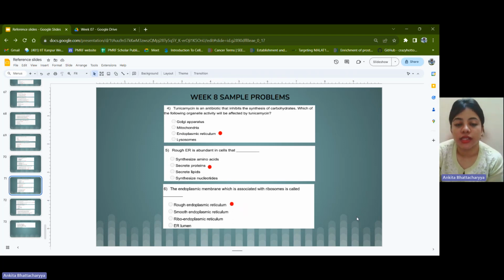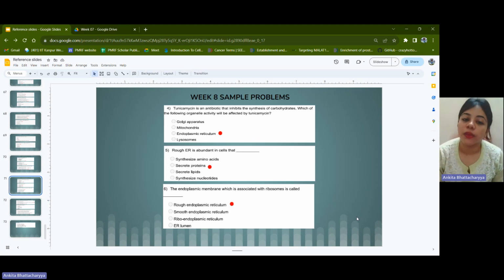The fifth question is about how the rough endoplasmic reticulum is abundant in cells that secrete proteins, that synthesize amino acids, that secrete lipids, or that synthesize nucleotides. Among them, the correct answer is that it is abundant in cells that secrete proteins, which is option B.